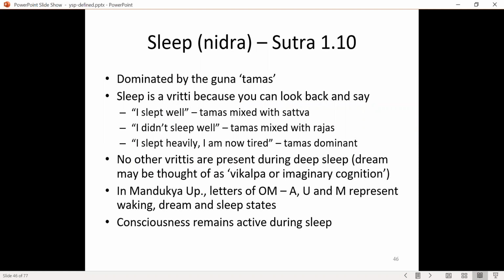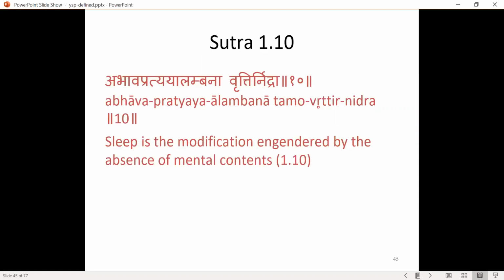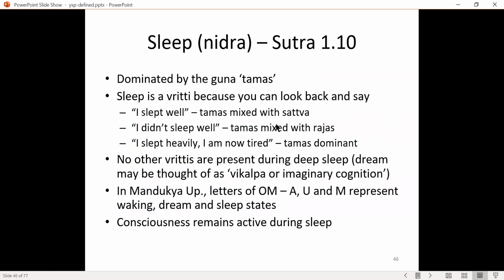Before that, in the Sanskrit version and the English version, there's a word missing, tamo. You're right. The tamo is not there actually. It's something that I picked up from some other source, maybe. Yeah, you're right. Good observation.